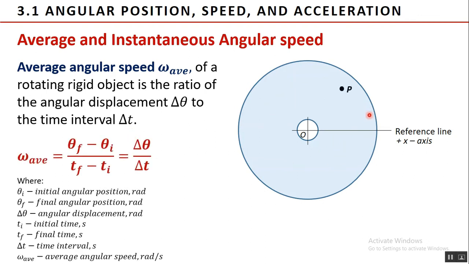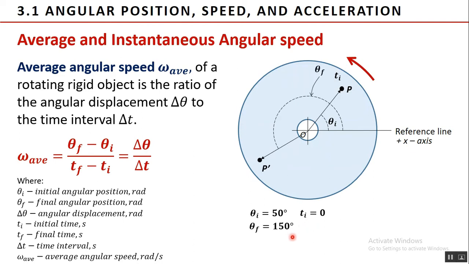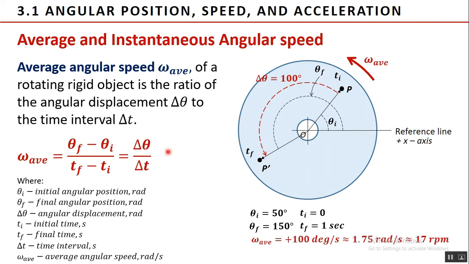Imagine a point P, which has an initial angular position of 50 degrees at an initial time 0. If the disk rotates counterclockwise, its angular position changes to 150 degrees 1 second later. We see that, in a 1 second time interval, the point has been displaced by 100 degrees. So using the formula angular displacement divided by the time interval, the disk has an average angular speed of 100 degrees per second, and it is equivalent to 1.75 radians per second or 17 revolutions per minute.